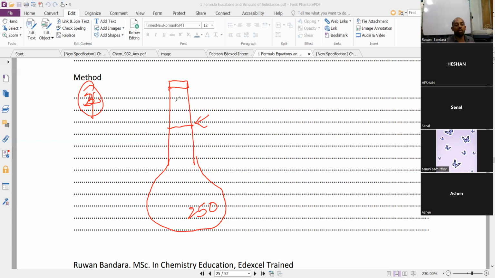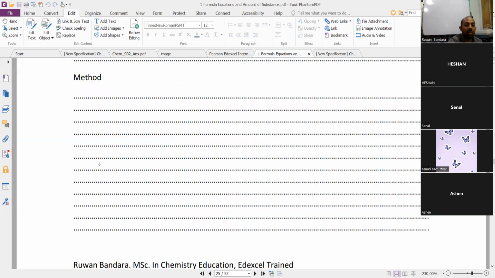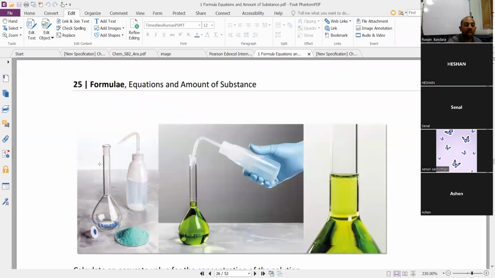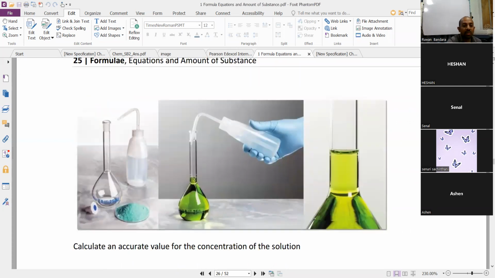Okay, let's go to the lab. I'll bring the phone. Look, the whole process diagram is there. This is the wash bottle, the white color one, the volumetric flask, the solid, and volume up to the mark.